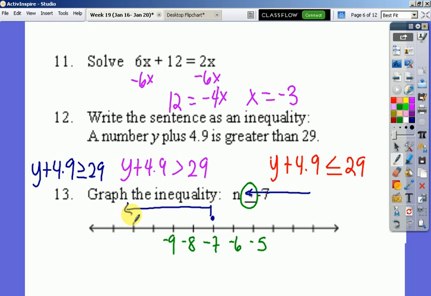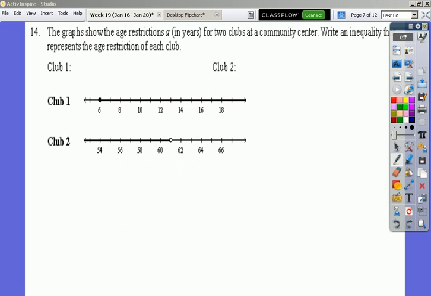Questions? All right. This next problem says the graph shows the age restrictions A in years for 2 clubs at a community center. Write an inequality that represents the age restriction of each club. So first one's club 1, of course. So what they're asking us to do is take a graph and interpret that algebraically.